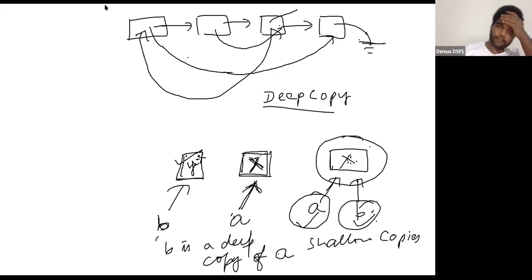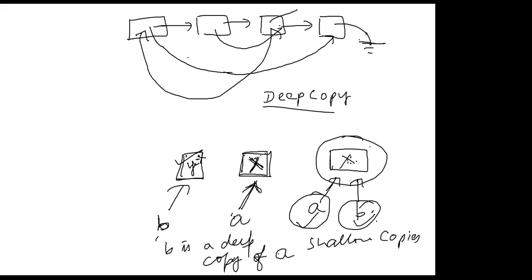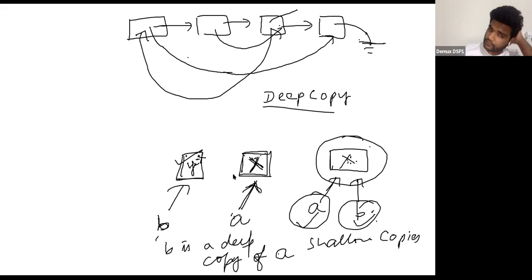Do you understand deep copy and shallow copy now? If we make changes in X, will it affect Y then? Where? Here it will not. Okay. Because you have replicated that.